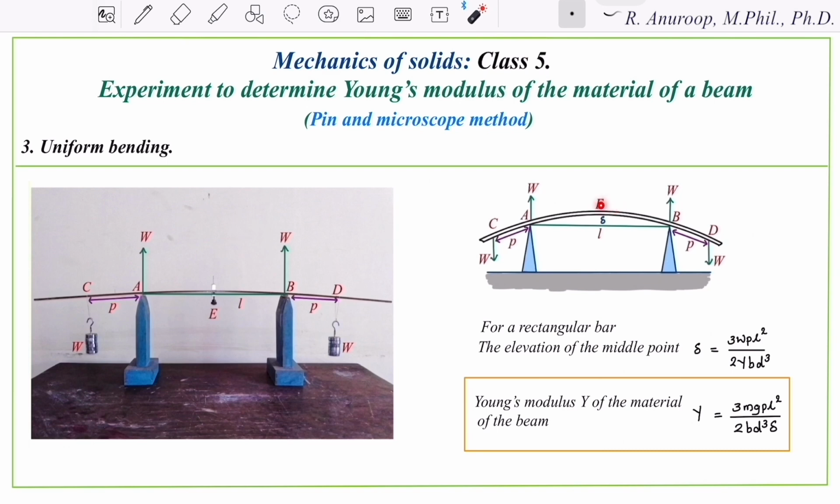In the present case, we are determining the elevation of the middle point delta using a traveling microscope, and once delta is known, we can find out the Young's modulus Y of the beam using the relation 3 mgp L square divided by 2 BD cube delta.